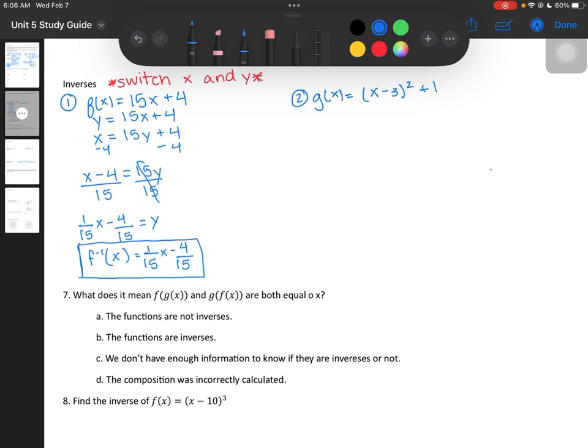So this one, again, we're going to start by putting in a y value since we don't see one. Okay. Now we're going to switch the x and the y. And now I need to solve for y. So I'm going to subtract 1 from both sides.